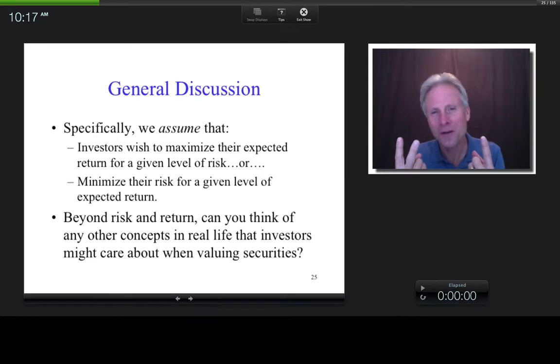Well, it turns out that they're both going to be priced similarly. At least that's what research shows. In other words, when it comes to risk and return, that does a pretty good job of capturing what investors seem to care about with financial securities. And you could probably argue that makes sense.